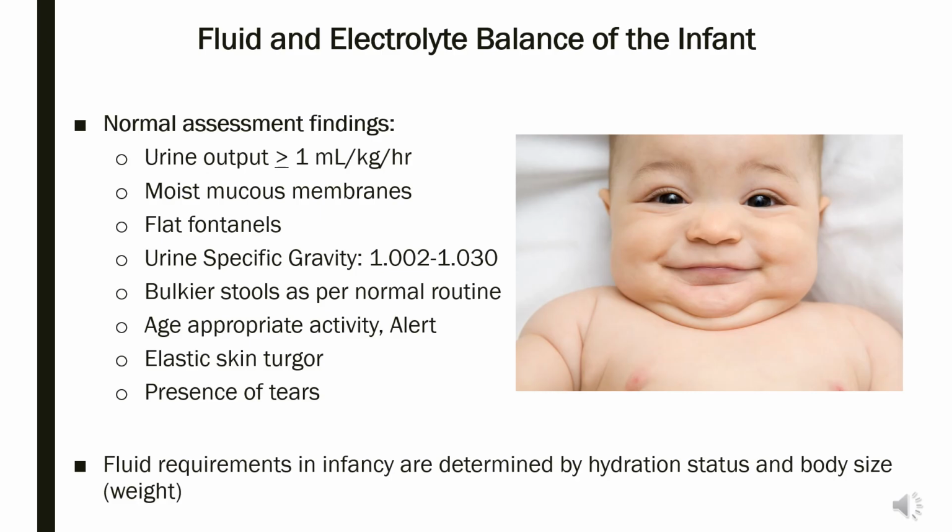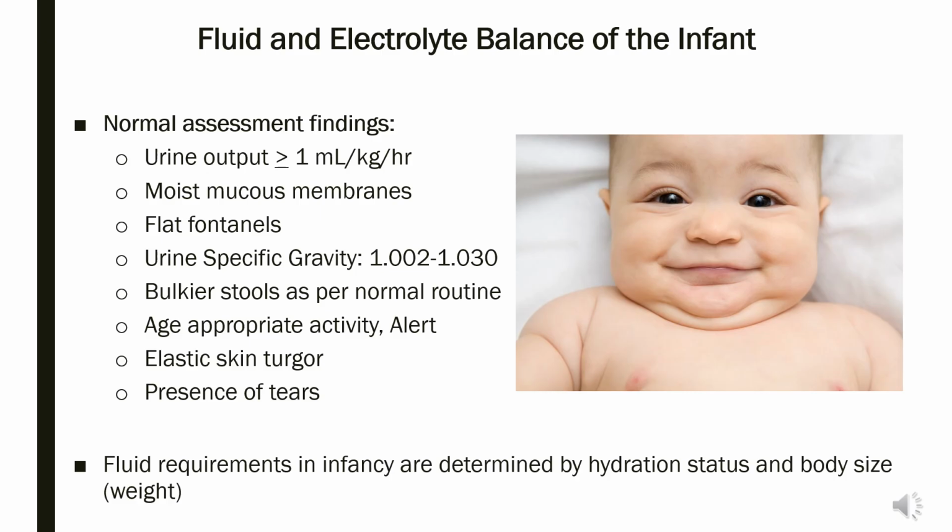Skin turgor should be elastic, with slow return indicating fluid loss. The presence of tears when crying is an important hydration sign, while the absence of tears could indicate dehydration. Fluid requirements in infancy are determined mainly by body size or weight and their current hydration status, which is why pediatric fluid calculations are weight-based.